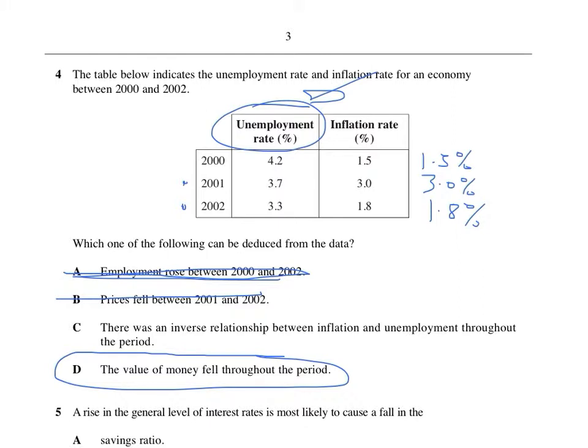Okay, so for it to be throughout the period, it has to be that when unemployment went down, the inflation rate must have gone up. But here, the unemployment rate went down, but the inflation rate went down as well. So that means there wasn't an inverse relationship the whole way through, so that's wrong.